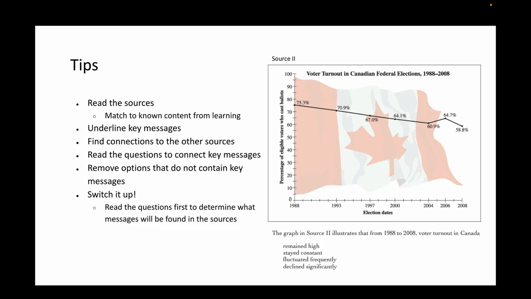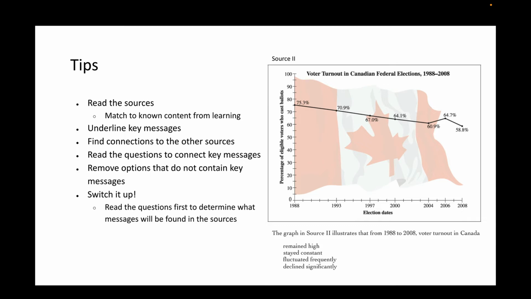And then we've got some information starting here in 1988, 1993, 97, the year 2000, 2004, 2006, and then 2008. This is the percentage of the voter turnout for each of these years that are listed down here along the election dates. So without even reading the question, let's take a look at the source. And what is this source telling us? Well, yes, it's telling us the voter turnout in Canada from 1988 to 2008.